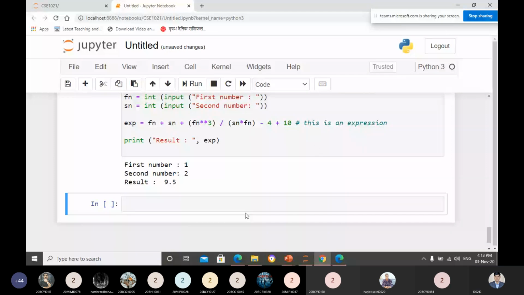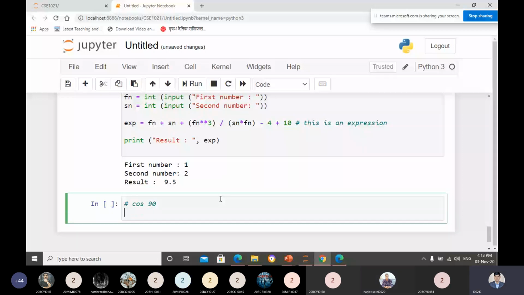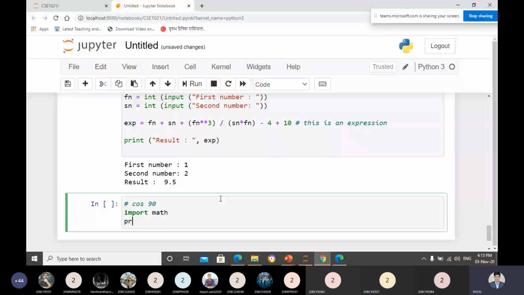Okay. In short, I have an exercise for you so you can understand. If you want the cos value, tell me, what is the cos value of 90? Cos value of 90 degree? 0. Okay. So in simple way, cos.